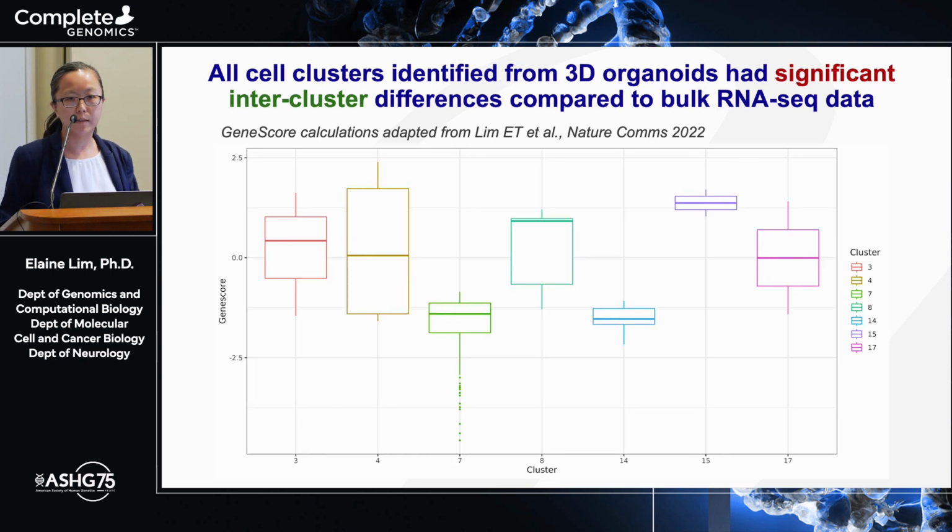However, when we looked at the Stereo-seq data from the 3D organoids, we saw huge differences. In fact, there were significant inter-cluster differences that we were able to pull out. One of the cell type clusters, cluster 7 over here, showed very high discordance with the bulk RNA sequencing data. We were really intrigued, and this is not so for some of the other cell type clusters that showed much higher concordance with the bulk RNA-seq data.